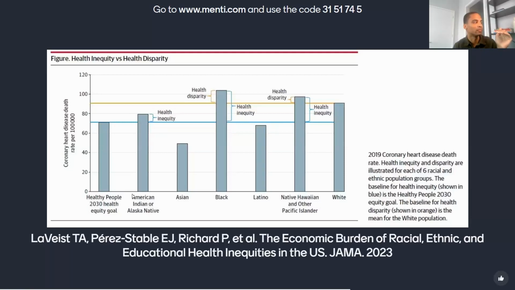And even in this example that I just provided, the Healthy People 2030 goal is still somewhat arbitrary. We could expect better health for the nation than this, but this is what a group of people came together and reached consensus on as a reasonable goal for 2030.